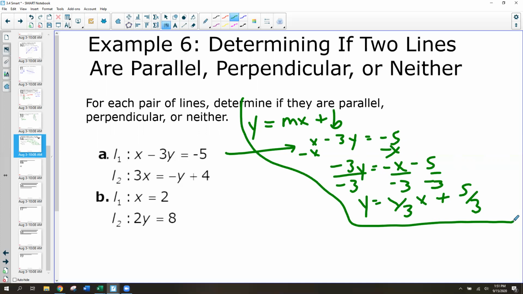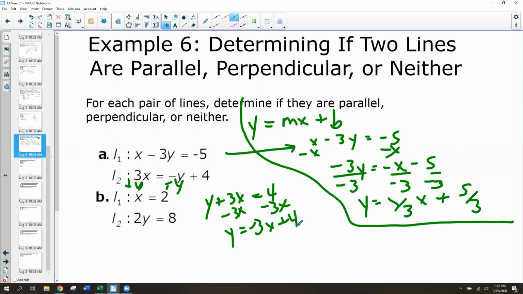For the second one, I'm just going to add the y to the left. I'm going to get y plus 3x equals 4, and I'm going to subtract the 3x. So I'm going to get y equals negative 3x plus 4.